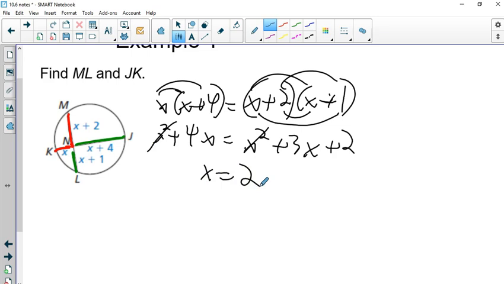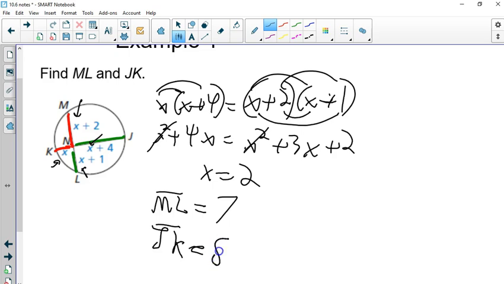Notice it says find ML and JK. So ML is the entire length. Okay? So I need to plug in 2 here and 2 here. So ML is going to be 2 plus 2 is 4, 2 plus 1 is 3, that's going to be 7. And then JK, I'm going to plug in 2 here, which is just 2, plug in 2 here, 4 plus 2 is 6, plus 2 is 8. And that's it.